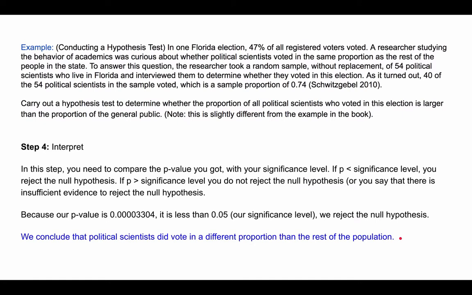If we reject the null hypothesis, that means we don't think that 40% of the political scientists voted just like the rest of the population. Our p-value was so small that we think they must have voted in a different proportion than the rest of the population. So the probability that they did vote at the same rate is pretty low, based on what we saw here.